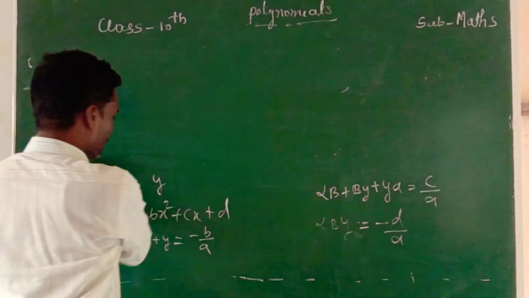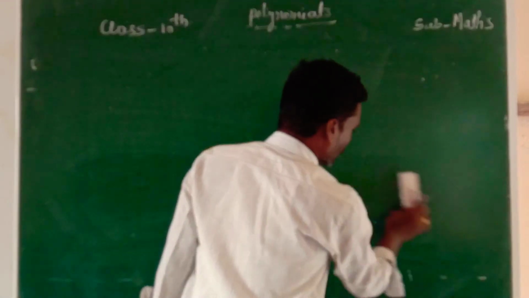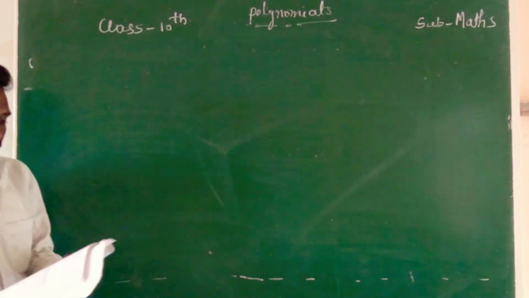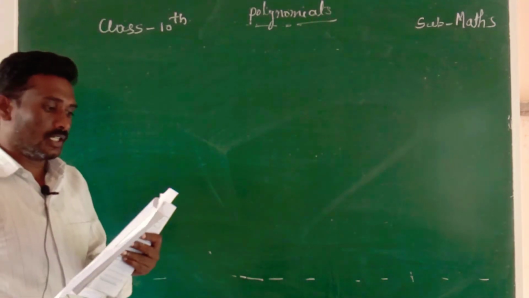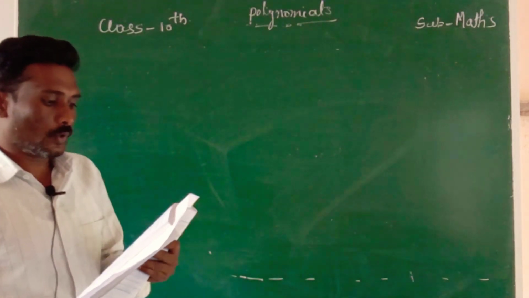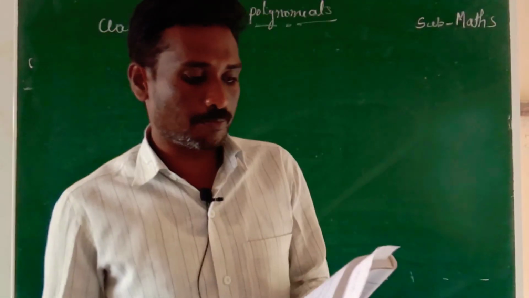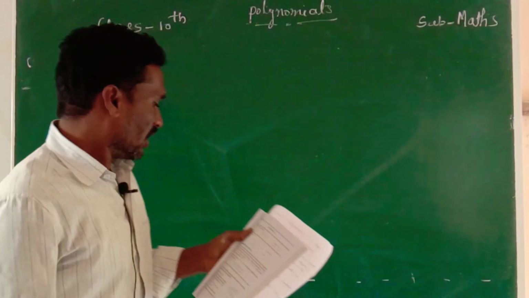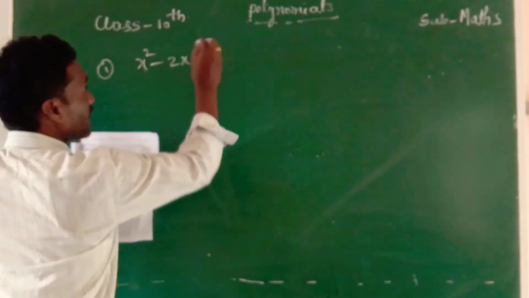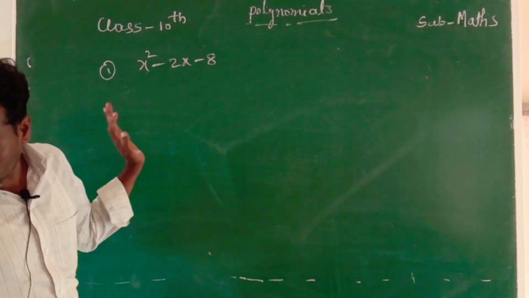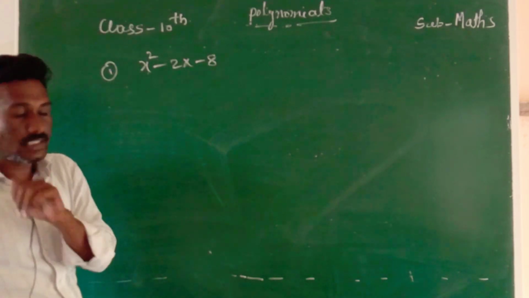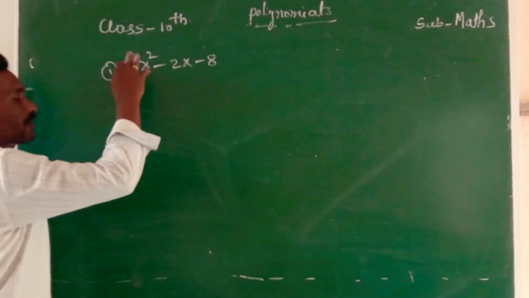As you can see here, one example I will show for you, and then next we can continue. Find the zeros of the following quadratic polynomial. This is page number 33, exercise 2.2. Find the zeros of the following quadratic polynomial and verify the relationship between the zeros and the coefficients. First, we are going to see the first one, x square minus 2x minus 8. So first, what do you have to do? Find the zeros of the following quadratic equations and verify the relationship between the zeros of the polynomial and coefficients.